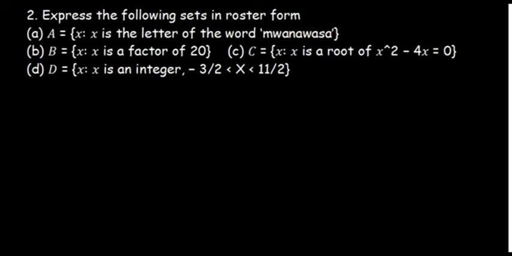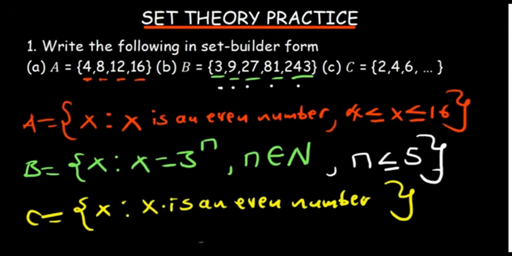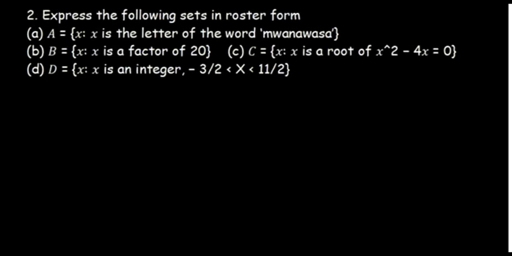Now we had moved from the roster form in the first question to set builder notation. In this case, we're going to reverse what we have. We've been given sets in set builder notation, so let's take this to roster form, where we list the elements. I'll start with the first one there. Our A, the statement is saying x is such that x is a letter of the word mwanawasa. I don't know how you read that word, but basically we've been told x is a letter of that word.